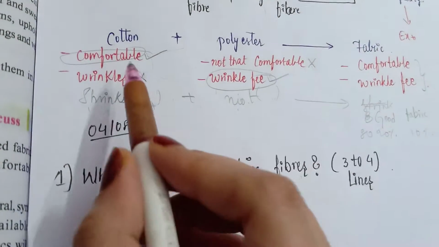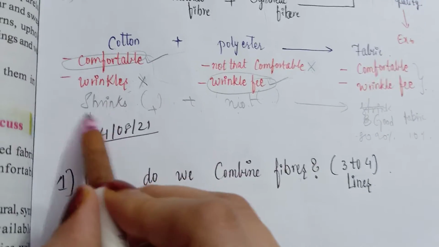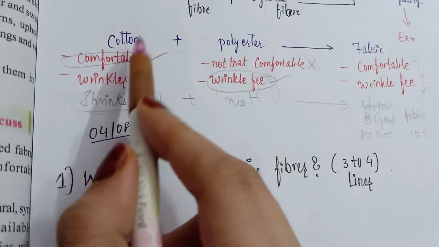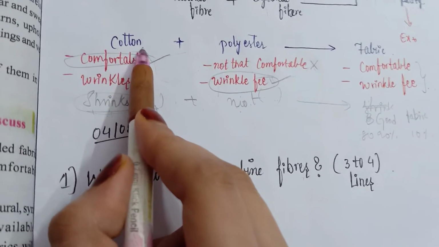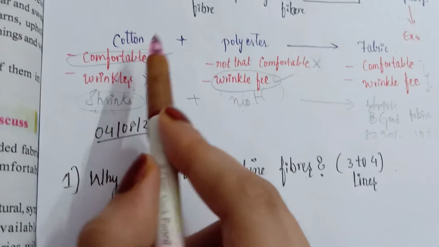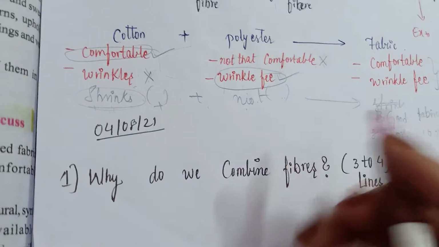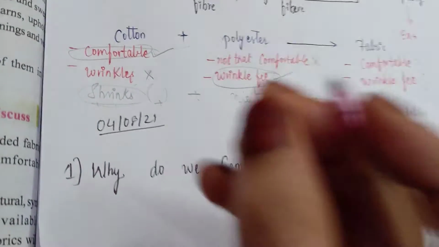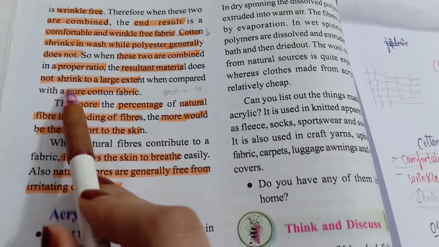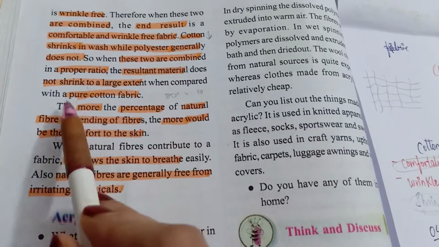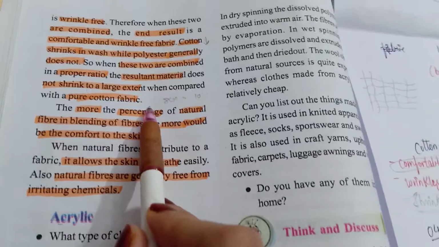When we combine something, it won't completely lose its nature. The nature of pure cotton is only to shrink. So up to some extent, up to a little bit, it will shrink. So the resultant material does not shrink to a large extent when compared with a pure cotton fabric, right?